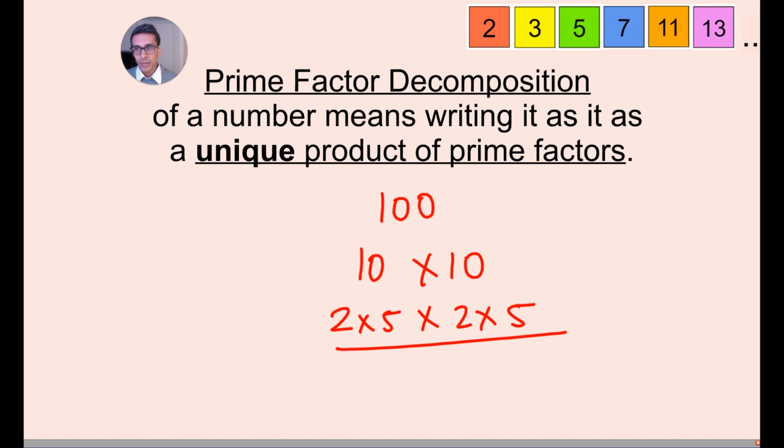Now we're going to do a method called the upside down bus stop method. It has various other names, but that's what I'm going to call it. And we're going to see how we can write something as a product of primes in a slightly more methodical way. So let's get started with the first example.